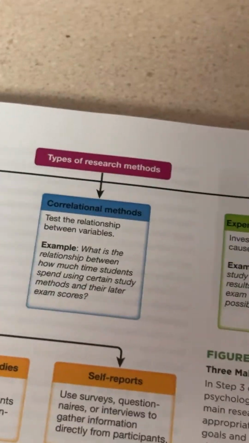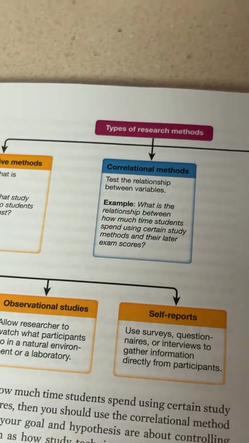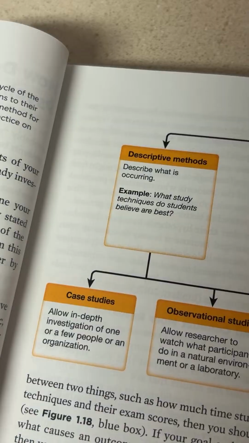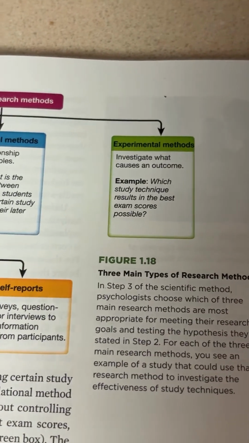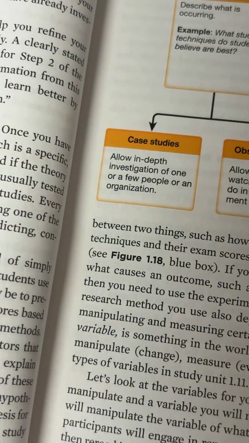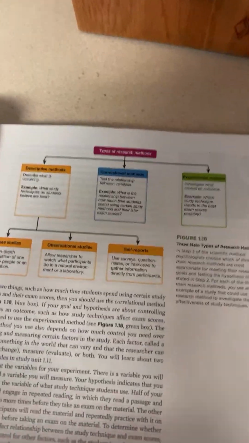Then types of research methods. They involve correlational methods, deceptive methods, experimental methods, case studies, observational studies, and self-reports. We'll start at the very top, ladies and gentlemen.